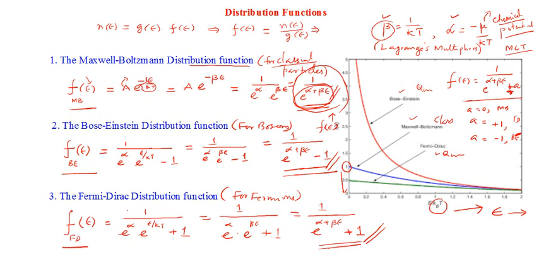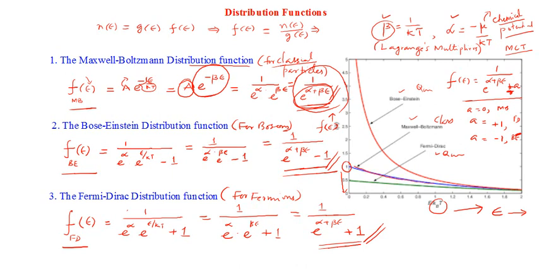Whereas you can see which one will be having greater values. The Maxwell-Boltzmann distribution function, if you leave alone this a, is an exponentially decreasing function with the energy. That is why you can see there is an exponential decrease shown with the energy E.